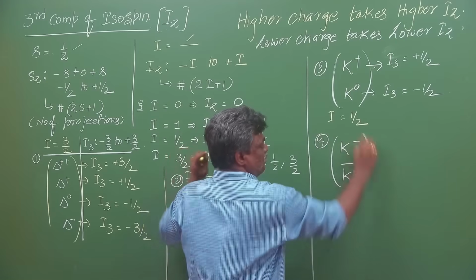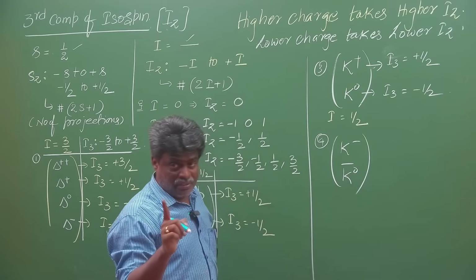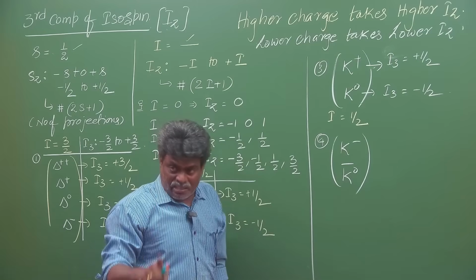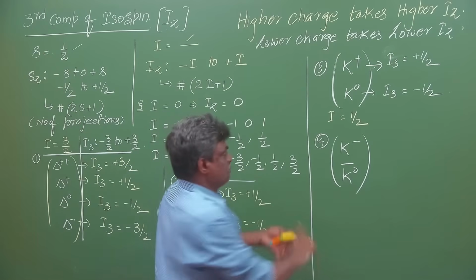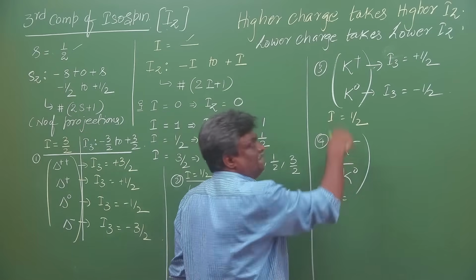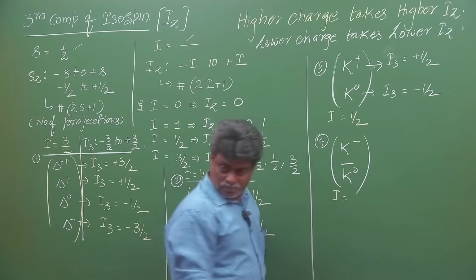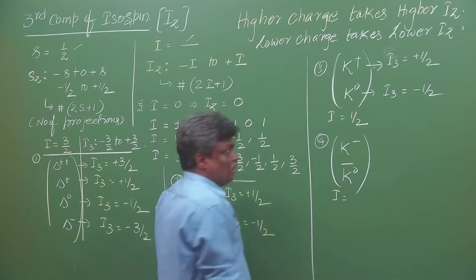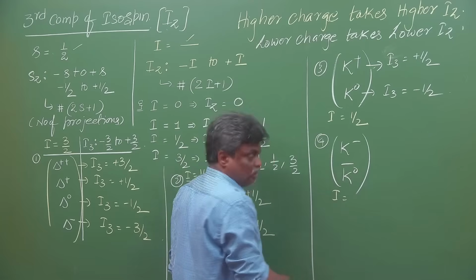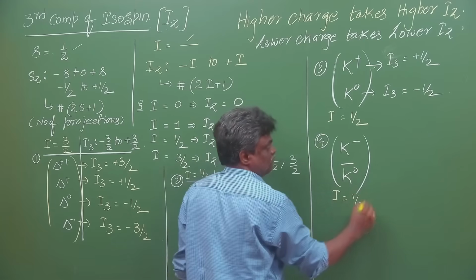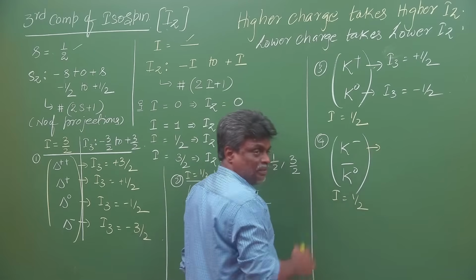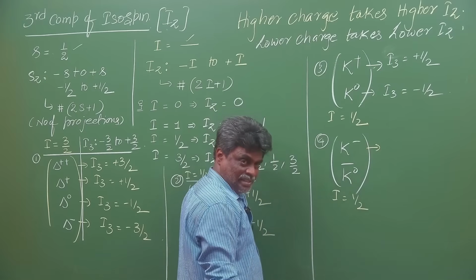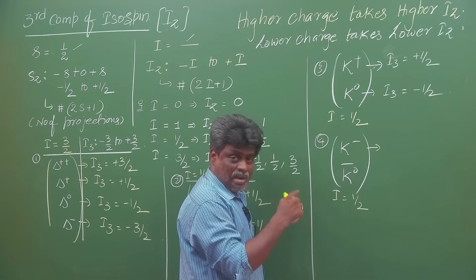Careful, careful. What is the rule? Higher charge takes higher. Now, how many are there in the group? How many are there in the group? What is the I value? Now, which is higher charge? K naught bar is higher charge.